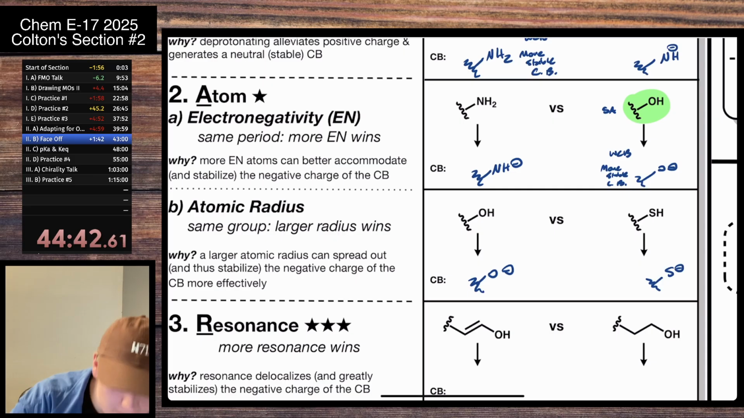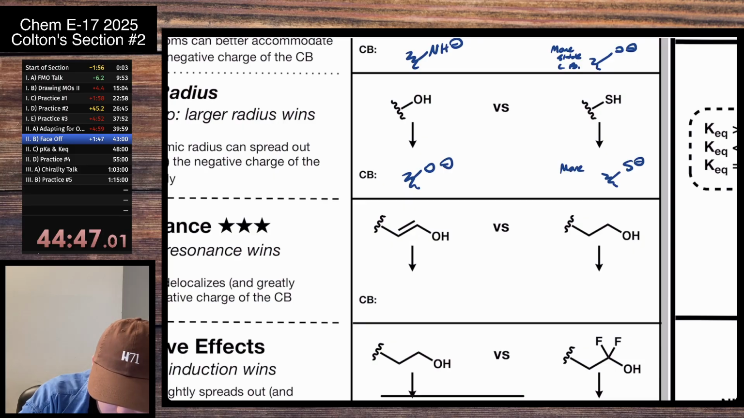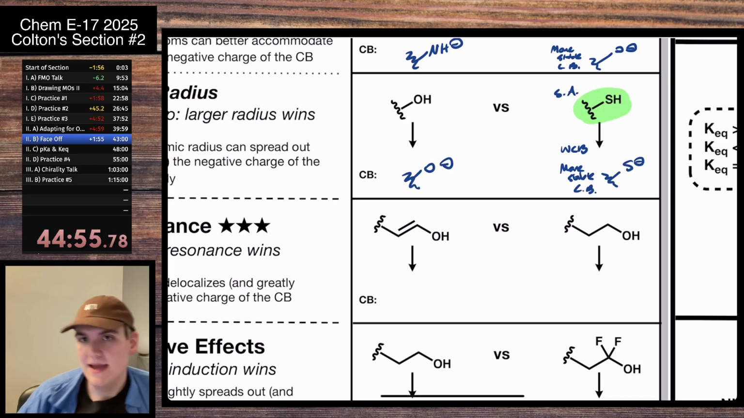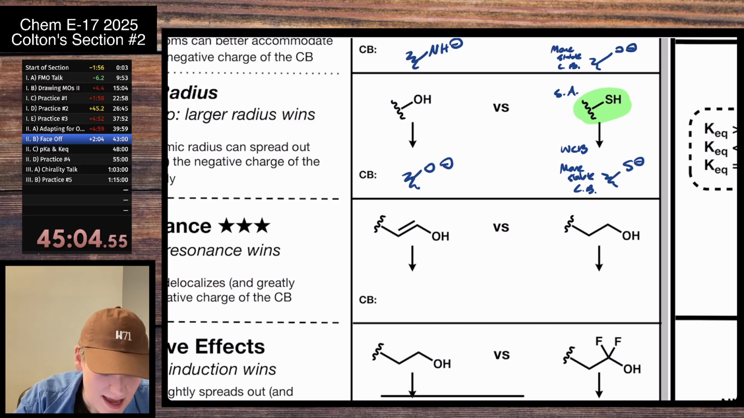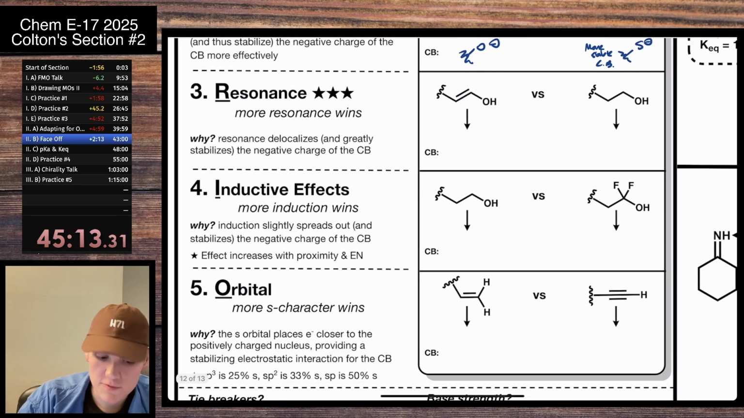So because of that, this is going to be our more stable conjugate base, which means it's our weaker conjugate base and our stronger acid. A thiol, for example, has a pKa of around 8, whereas an alcohol, again, is 14 to 17. So a lower pKa for this sulfur means it's a stronger acid. And our rule takeaway is the larger atomic radius wins when they are in the same group or column of the periodic table. Moving on to resonance.